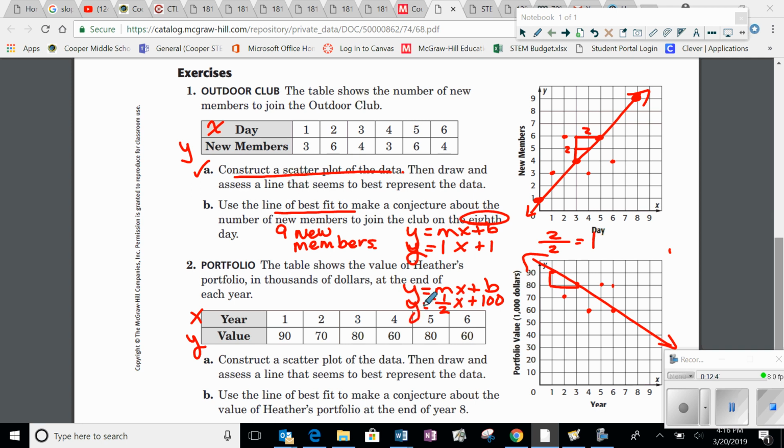Then it says make a conjecture about what the value of the portfolio is after 8 years, and this prediction would be about $50,000 at the end of 8 years. So the process: plot your points, find a line that matches the data trend, and write your equation.